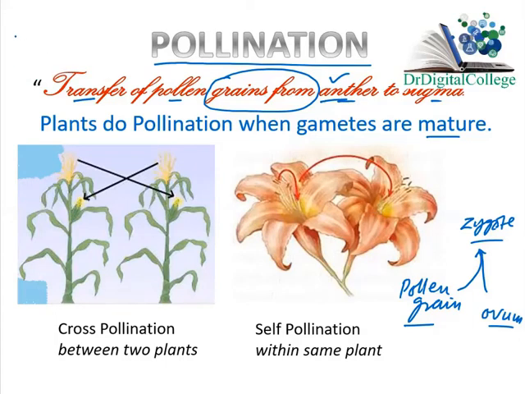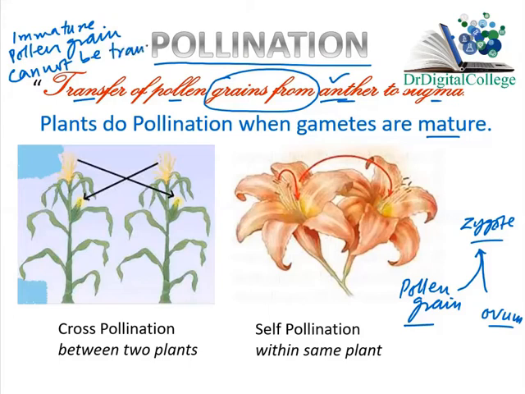You know that immature pollen grains cannot be transferred. Why? Because their structure is not suitable for the transfer process. That's why immature pollen grains are not transferred. Now when they are mature, then they will be transferred.